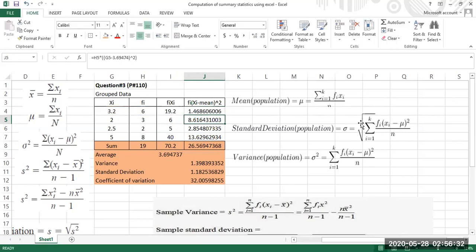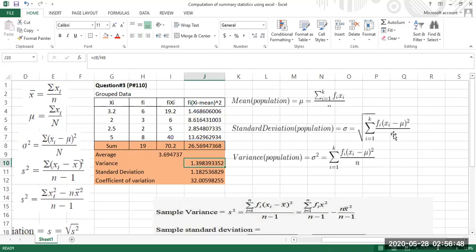And then finally, it is summed up. So you have to take a sum of all these numbers, which is actually 26 point. So you get the numerator by this. And if you divide it by the number 19, you will end up with the variance. So this is the variance that you've got.